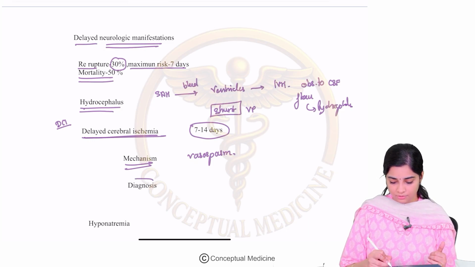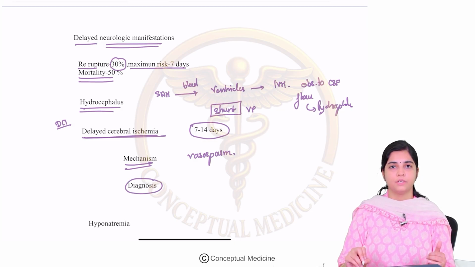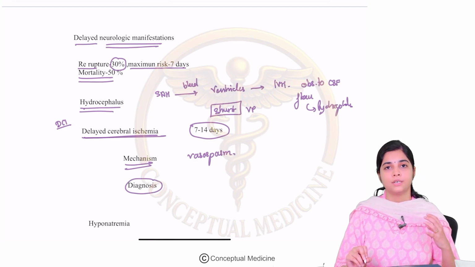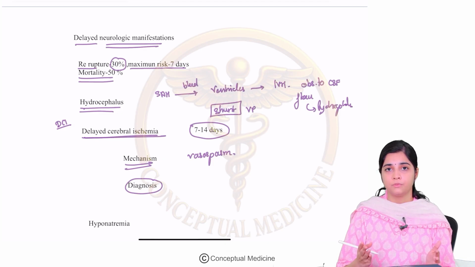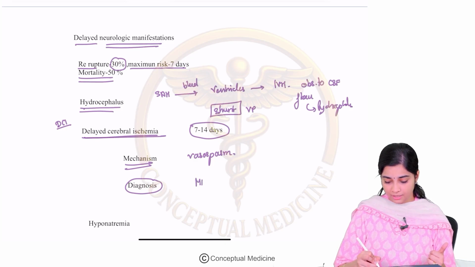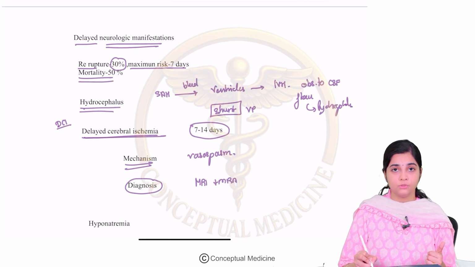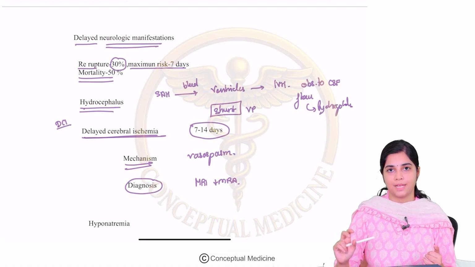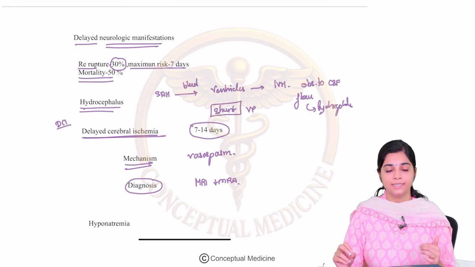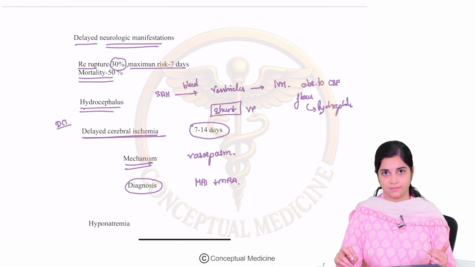Right? So how do you diagnose it? How is the patient going to present to you? A subarachnoid hemorrhage patient who is improving, if he goes into delayed cerebral ischemia, there can be worsening of the neurological deficits. He can become comatose or stuporous again. When you do an MRI with an MR angiogram, you can see that the vessels are in spasm. This is how you diagnose delayed cerebral ischemia. So you can understand that the vessels can go into spasm.